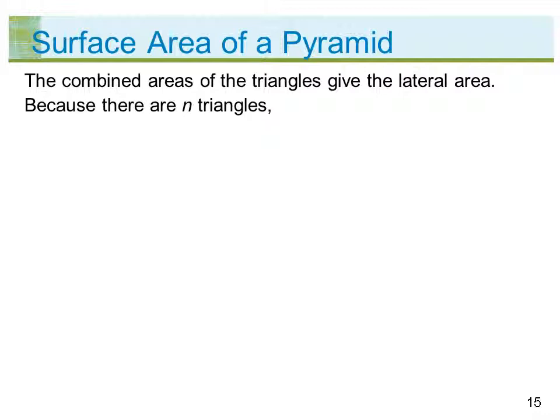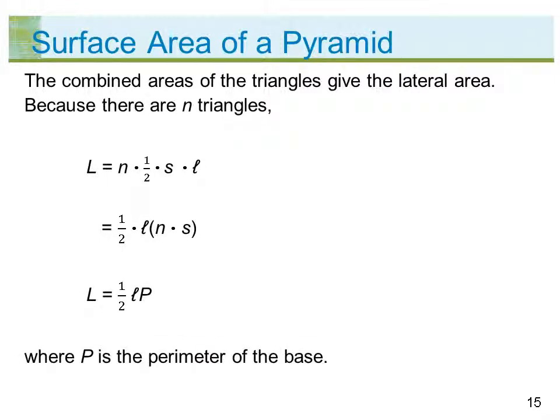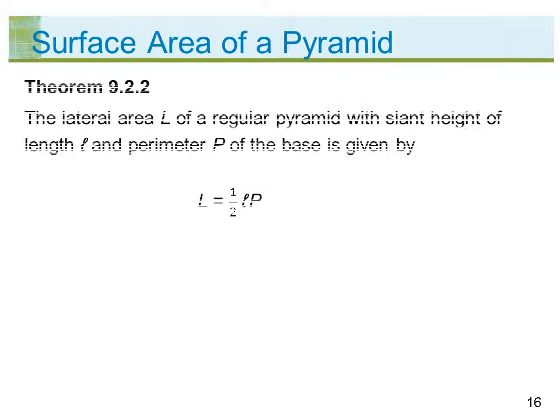Because there are n triangles, capital L equals n times 1/2 times s times L, equals 1/2 times L times the product n times s. Capital L equals 1/2 L times capital P, where P is the perimeter of the base. Theorem 9.2.2. The lateral area, capital L, of a regular pyramid with slant height of length script L and perimeter, capital P, of the base is given by capital L equals 1/2 L times capital P.